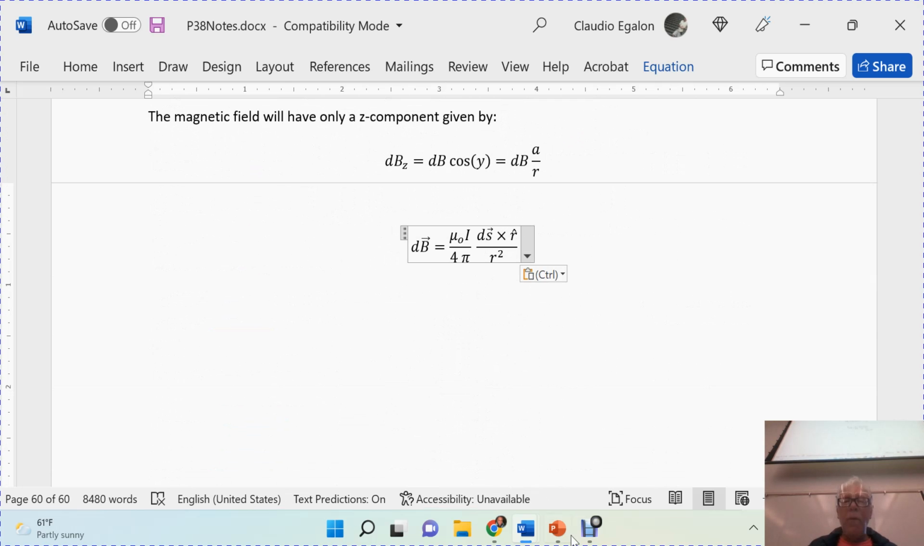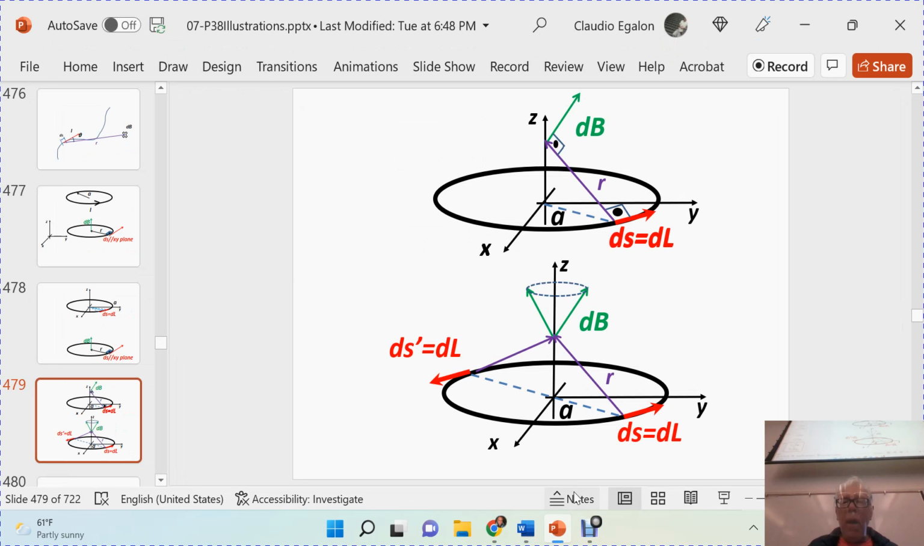Okay, let's take a look again. Here is ds, here is r. It's always perpendicular. You can see it's at a different plane, but it's always perpendicular. That's the direction tangent to the circle, and that's the radial direction to the circle.